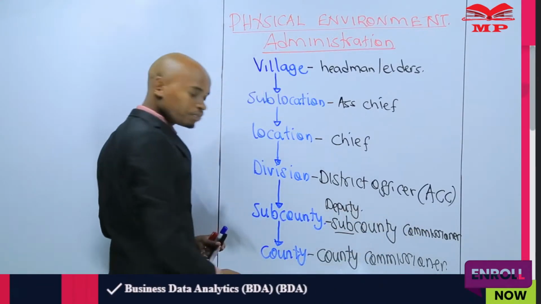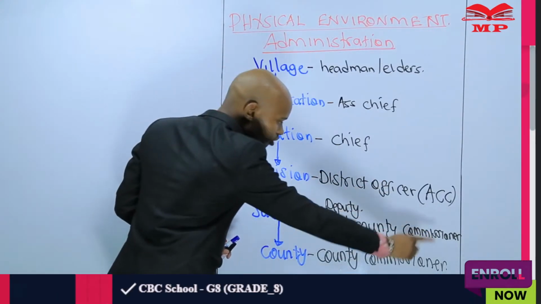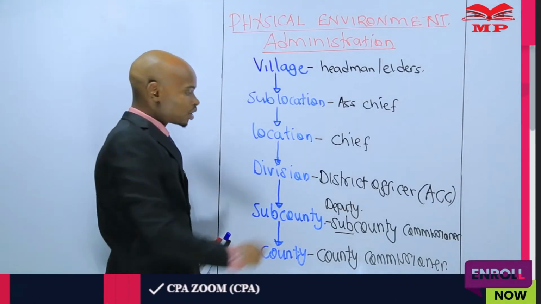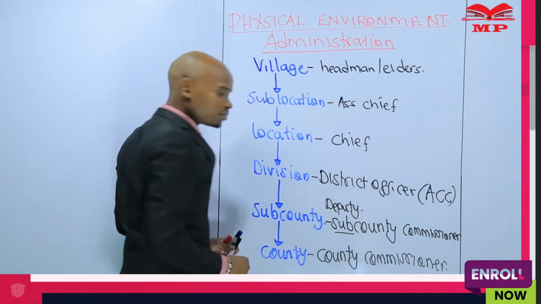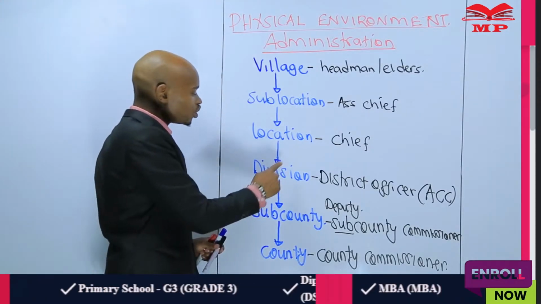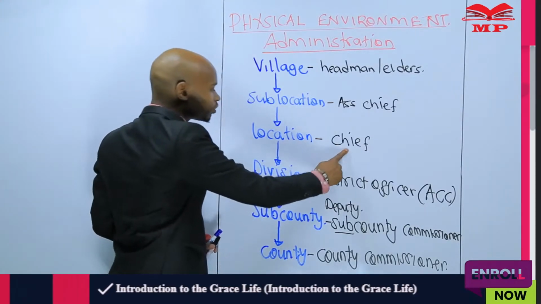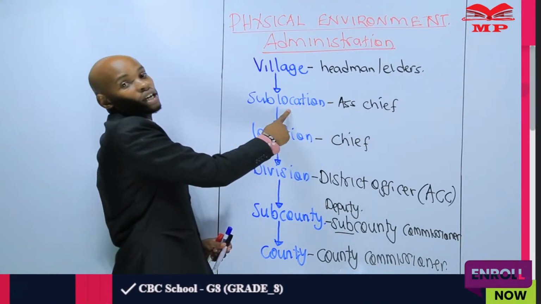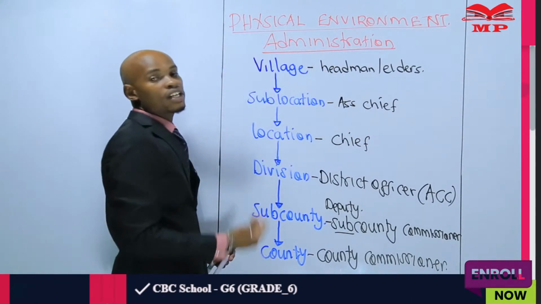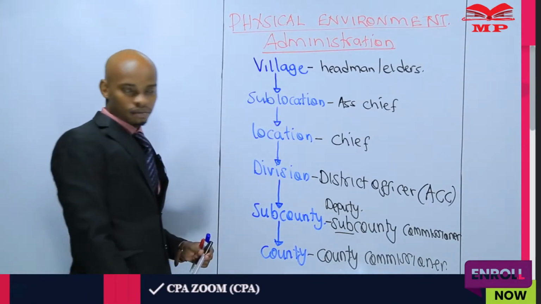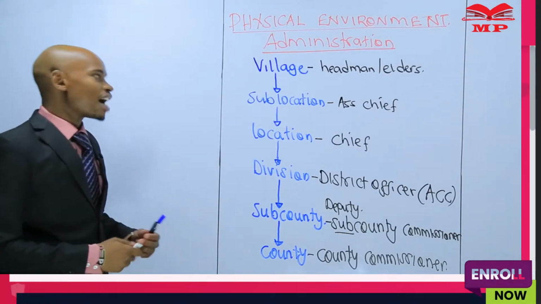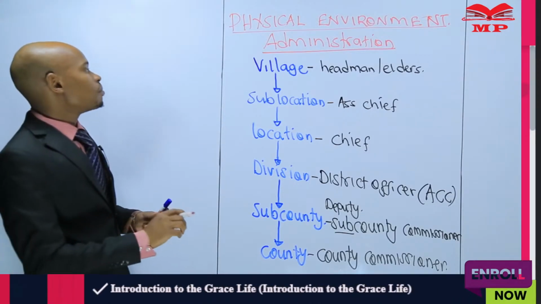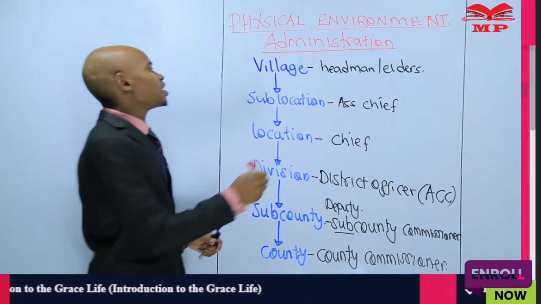Sub-county commissioner or deputy county commissioner, he's the administrator of the sub-county. District officer or the assistant county commissioner, he's in charge of the division. Chief, in charge of the location. Assistant chief, in charge of the sub-location. Village headman or village elders, in charge of the village. What are they supposed to do as they represent the national government in those areas? In most cases, they are in charge of security.